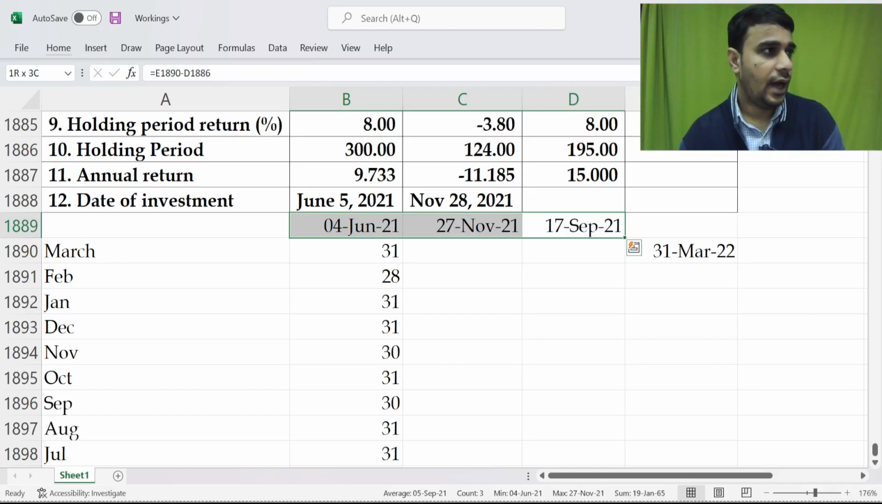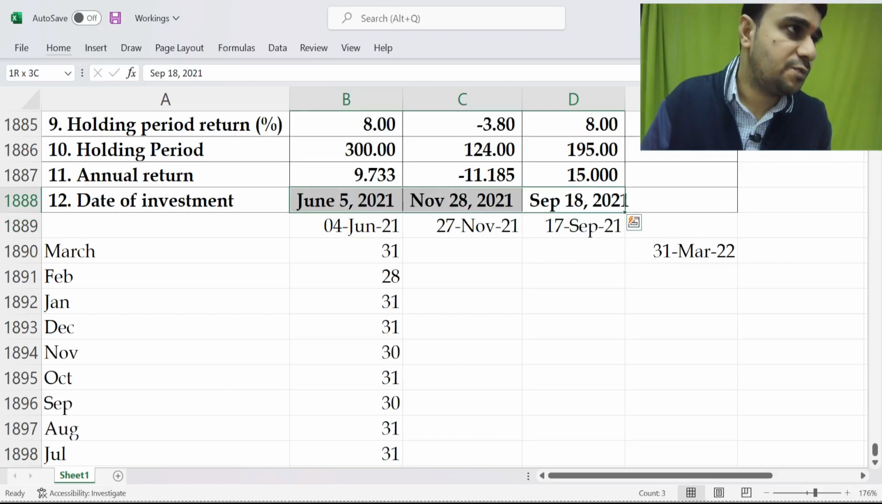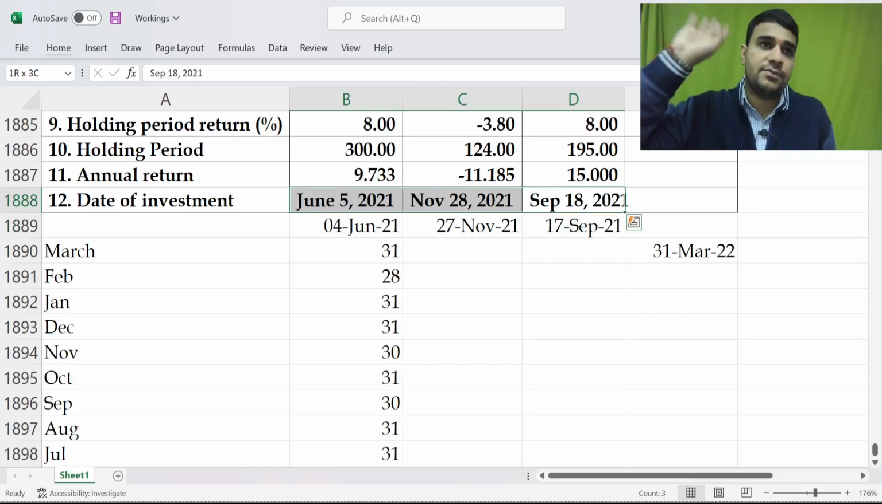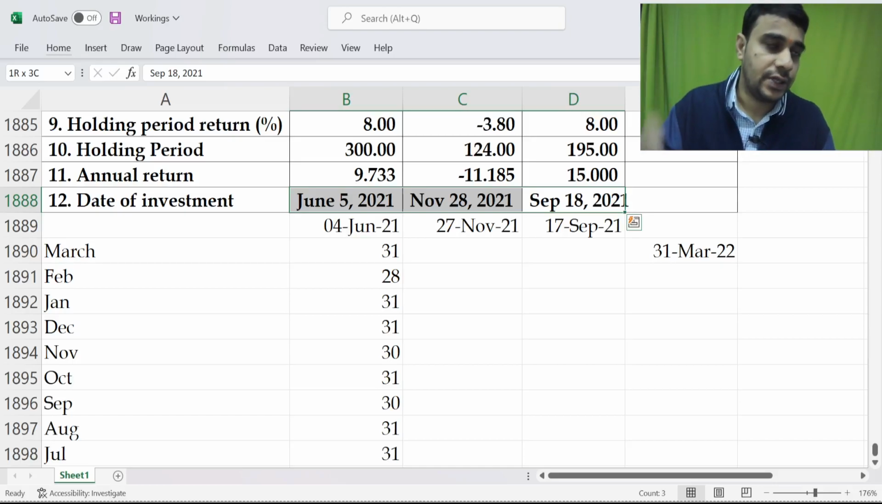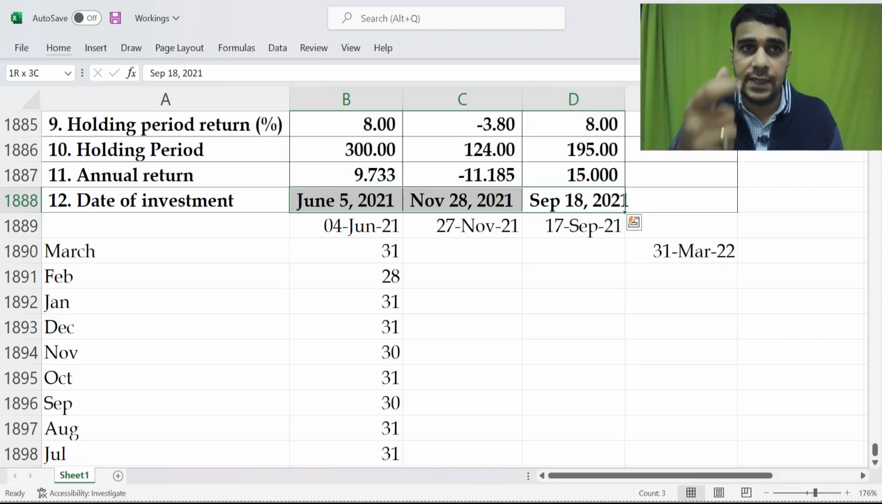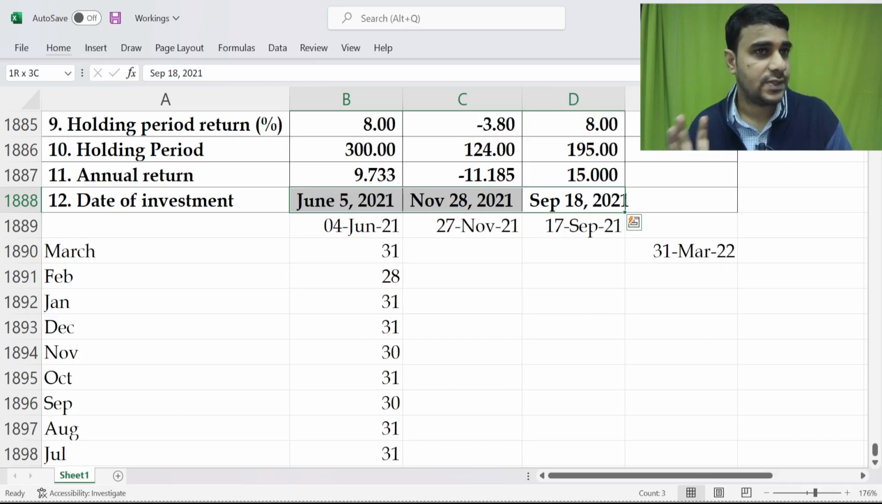So these are two possible answers, either 4th June or 5th June, depending on the assumption you take. Whatever I have written as date of investment is basically the assumption we took in the previous question: the date of investment is considered in the days calculation. The closing date is also considered. Later on, we'll see what is there in the solution.